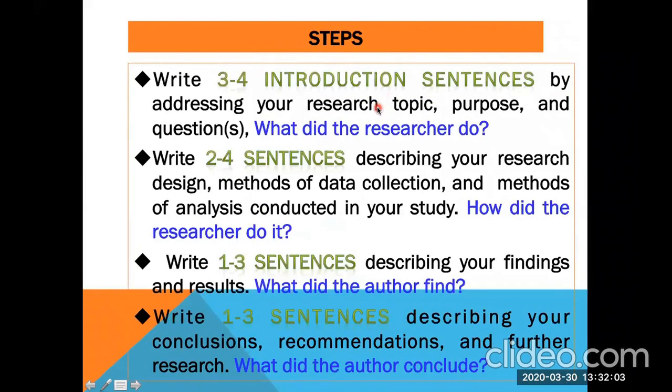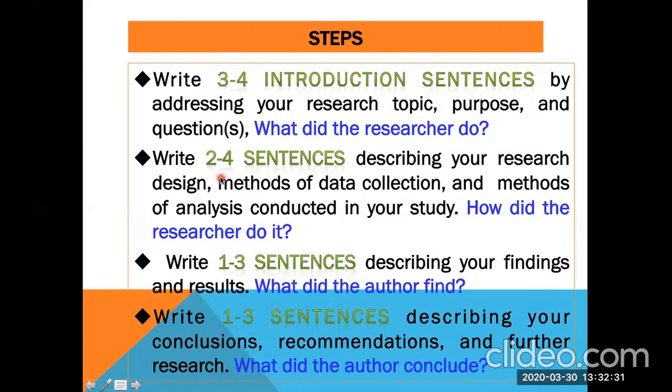In this case, students, you need to write 3 to 4 introduction sentences addressing your research topic, purpose, and questions, by asking yourself, what do I do? What did the researcher do in this case? So you should provide all these necessary details by giving some introductory sentences.